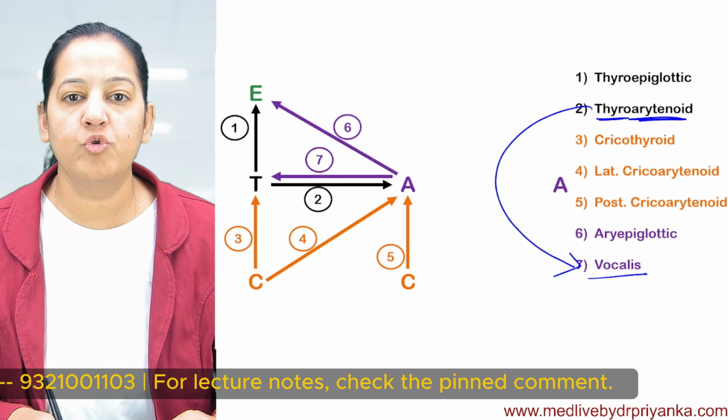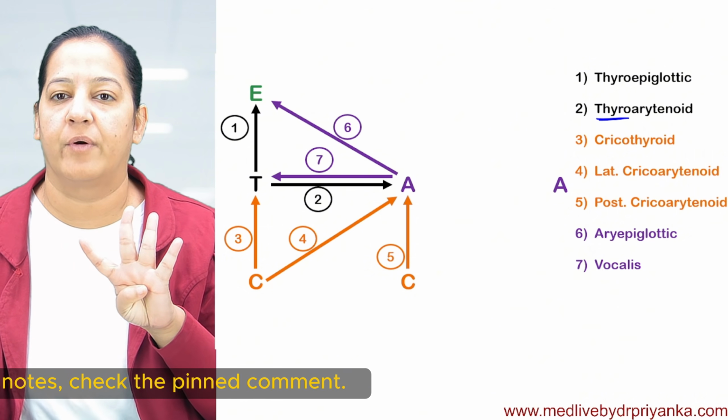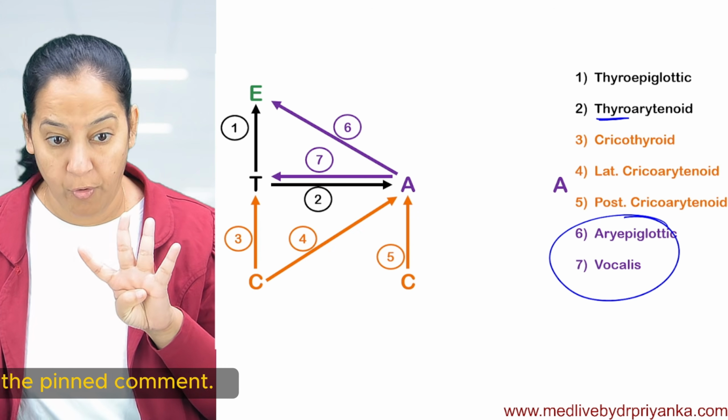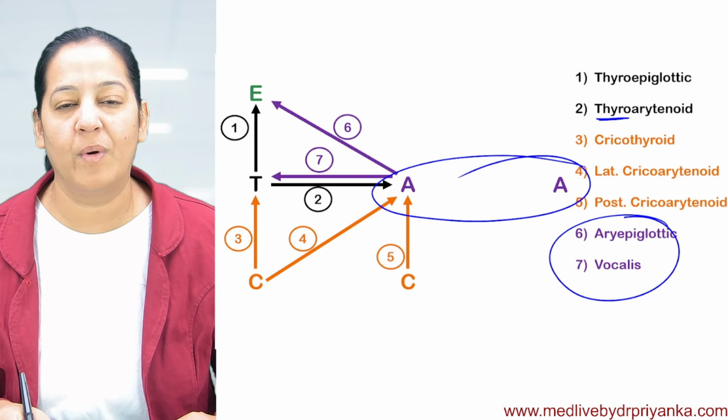So these are the 2 muscles arising from the arytenoid. 2 more. Total 4 muscles arise from the arytenoid. 2 are in front of you, 2 more to go. The remaining 2 muscles connect the 2 arytenoids with each other.